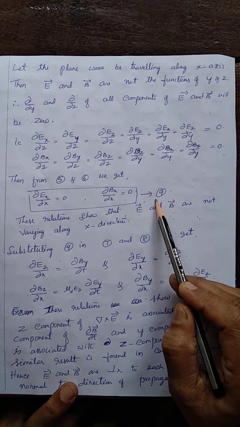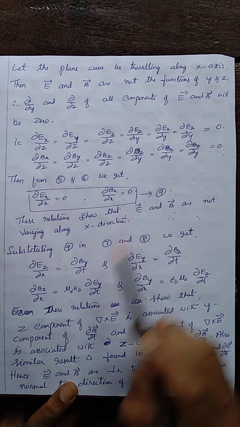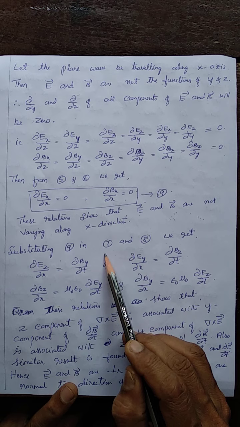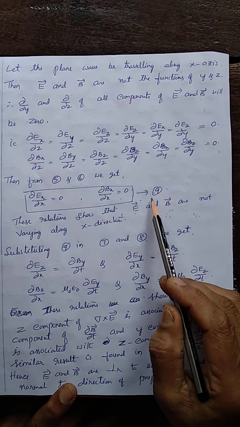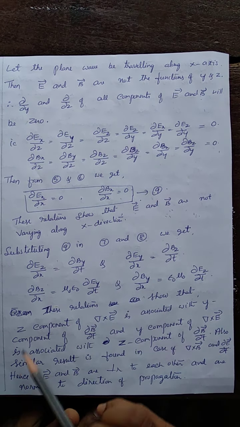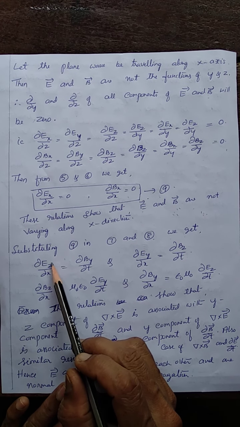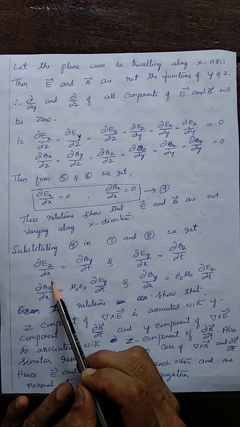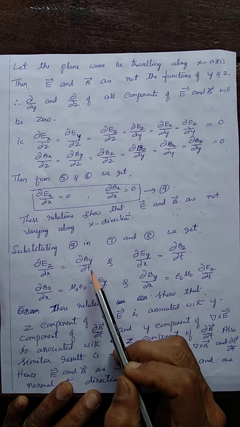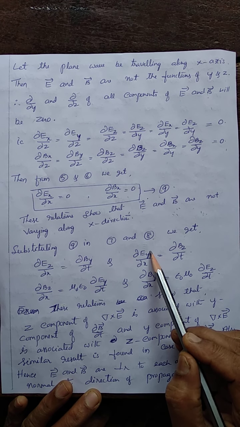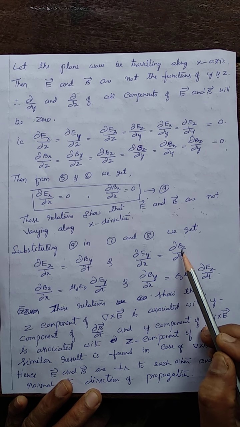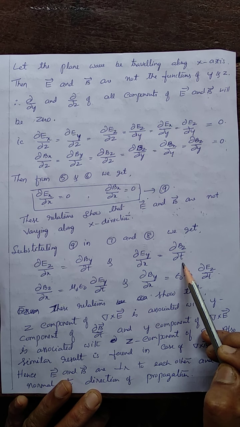Substituting this one, 9, in 7 and 8. You have 7 and 8 set of equations. Substitute 9, these two in those two, then we get these relations. Say this one, what it says, del Ez by del x equal to del By by del t. Del Ey by del x equal to del Bz by del t.